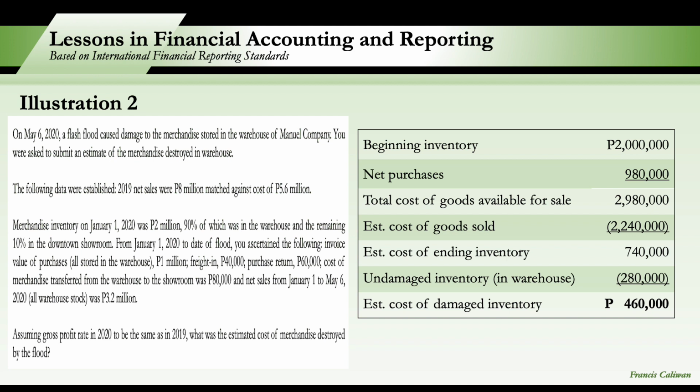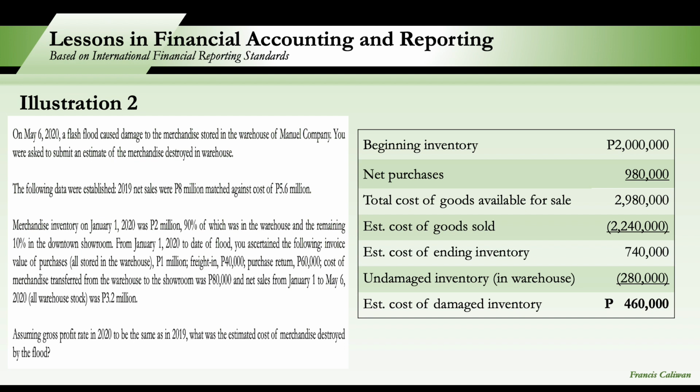We deduct that from our total cost of goods available for sale. So our estimated cost of ending inventory is 740,000. And then we also deduct from the estimated cost of ending inventory the undamaged inventory. So, what is the cost of undamaged inventory?